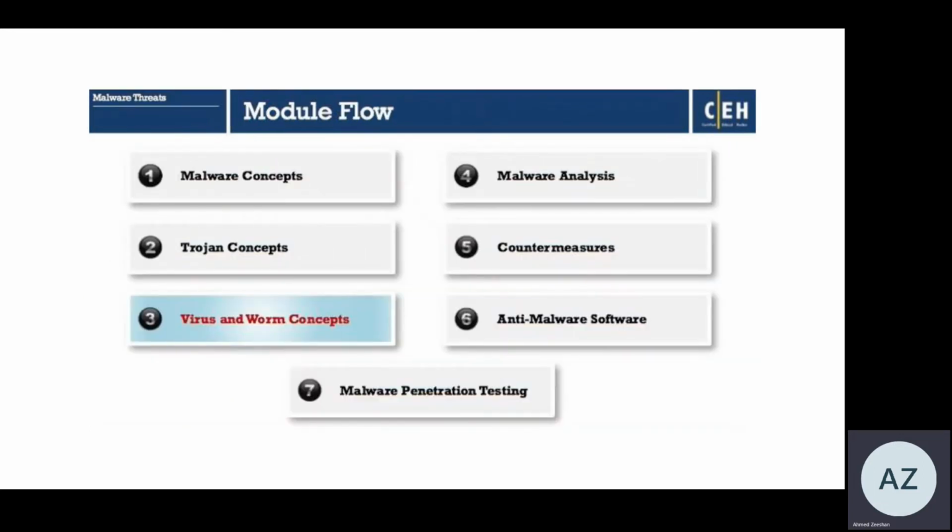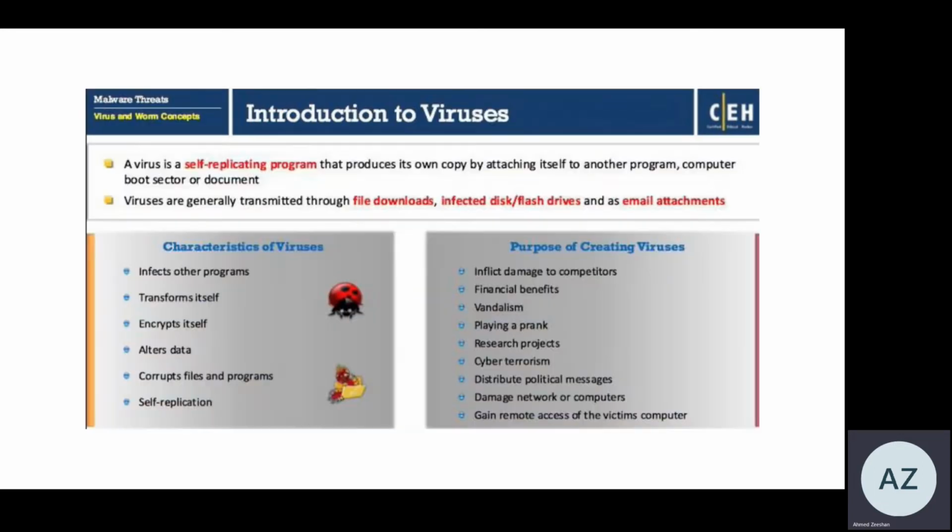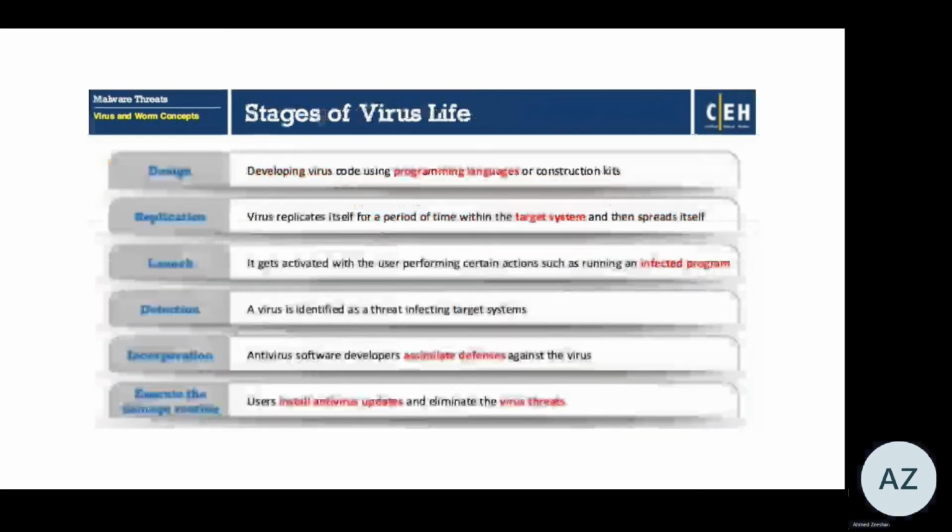All right, moving forward, virus and worm concepts. Introduction to viruses. A virus is a self-replicating program that produces its own copy by attaching itself to another program. Stages of a virus: design, replication, launch, detection, incorporation. Execute the damage routine, okay?